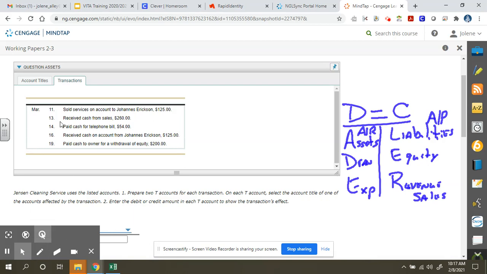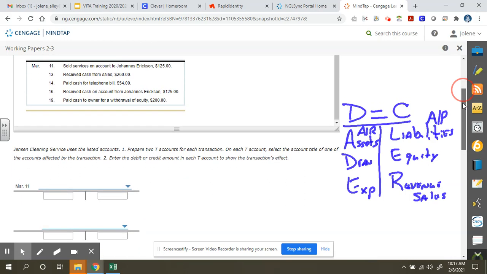All right, so the first transaction for March 11th says sold services on account to Johan Eriksson, $125. Lucky for you, sold services on account. There's no cash involved here. Johan Eriksson is saying, I'll pay you within 30 days. You're waiting to receive this $125. He gave you a promise. Now, we know that $125 has to go on the debit side and on the credit side. So we can fill the dollar amounts in.